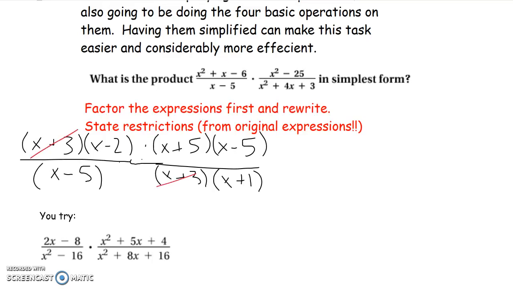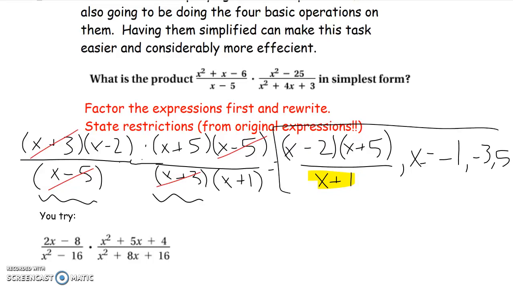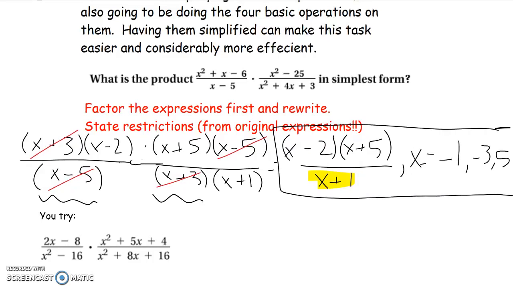So the x plus 3's cancel and the x minus 5's cancel. And we are left with x minus 2 times x plus 5 divided by x plus 1, with restrictions on the domain being negative 1 from the x plus 1 factor, and negative 3 and 5 from the other 2 factors that we canceled out. You may want to pause the video again to try the next problem.